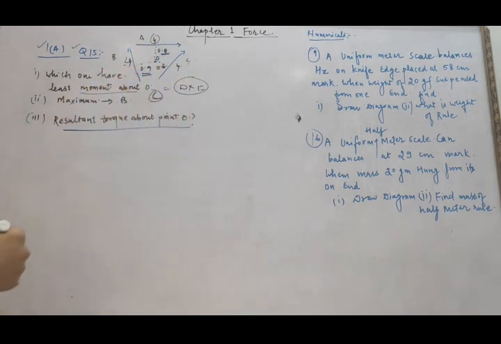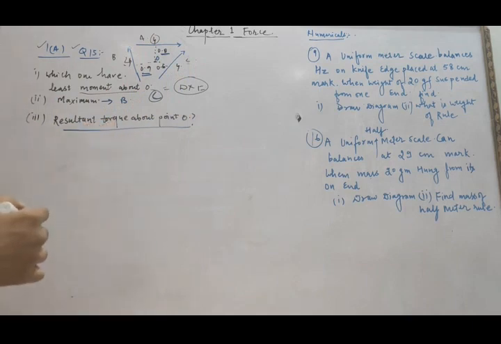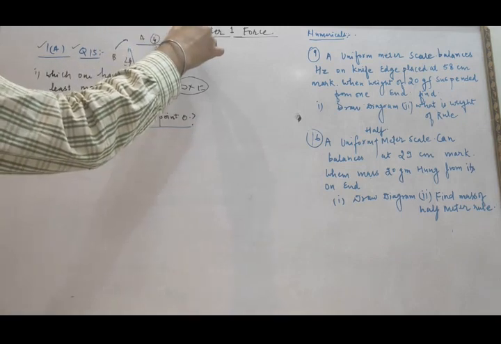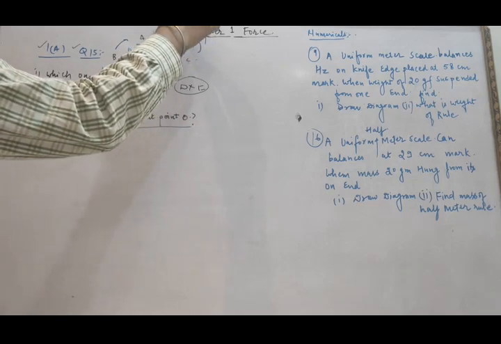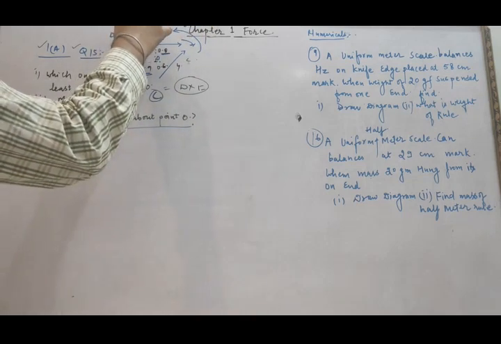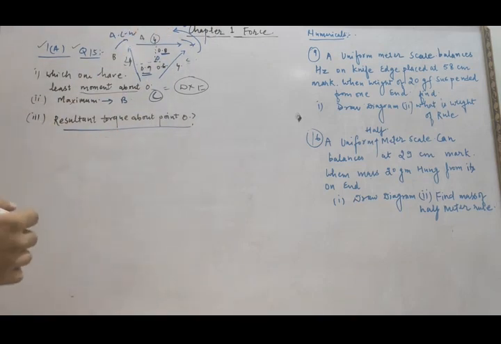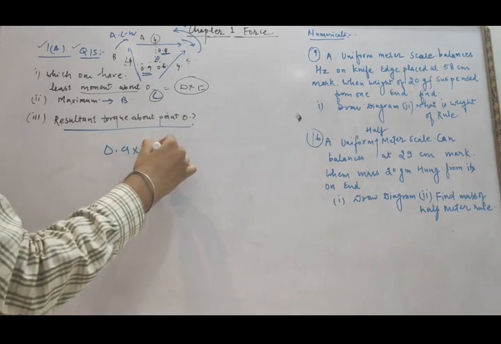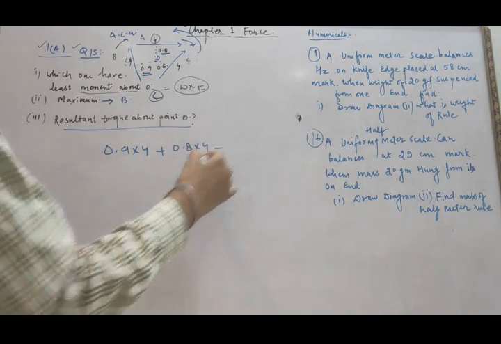Resultant torque about O. We know very well the sum of clockwise moments equals the sum of anti-clockwise moments, or we can say total torque. Suppose these two are the anti-clockwise direction, this is clockwise direction, and here this is anti-clockwise direction. So we simply multiply. We know very well anti-clockwise is taken positive while the clockwise is taken negative. So 0.9 into 4 plus 0.8 into 4 minus resultant torque.